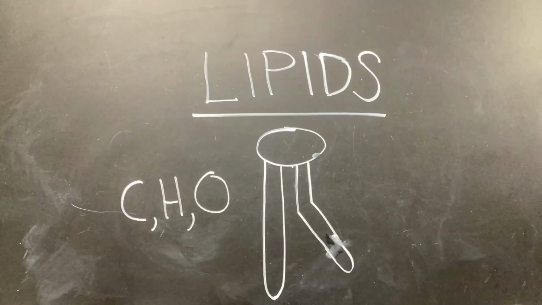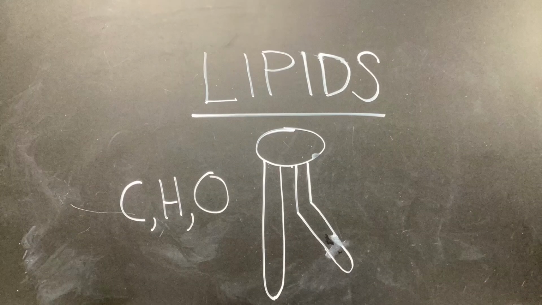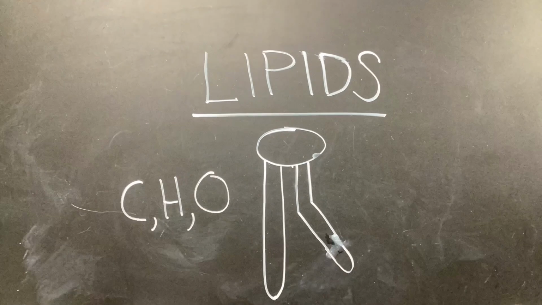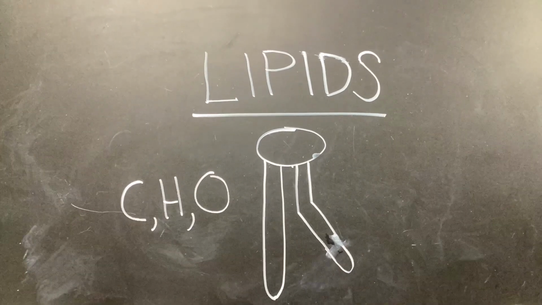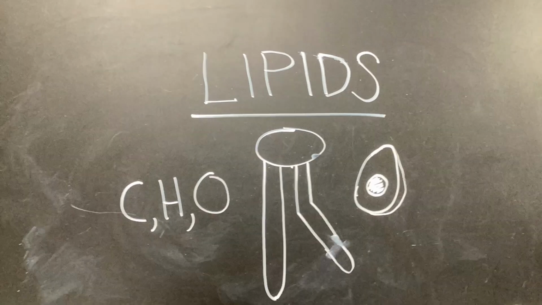The second is lipids, also composed of carbon, hydrogen, and oxygen. Lipids can be saturated or unsaturated depending on their fatty acid chains. This diagram shows an unsaturated lipid. Avocados are an example of lipids.